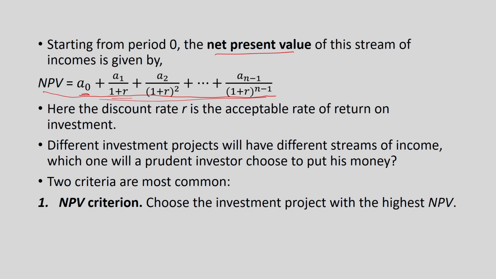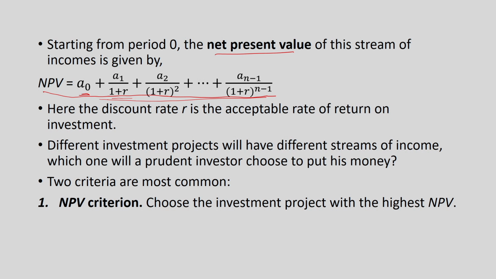Here the discount rate R is the acceptable rate of return on investment. The investor, when he is investing in this particular project, will try to find out what the acceptable rate of return on investment is, and suppose R is the acceptable rate of return, then R is going to be that rate at which the stream is discounted. Now, different investment projects will have different streams of income. A1, A2, all these things could be different from one project to another.